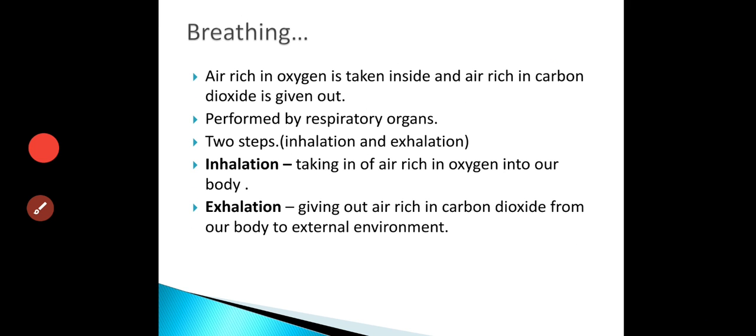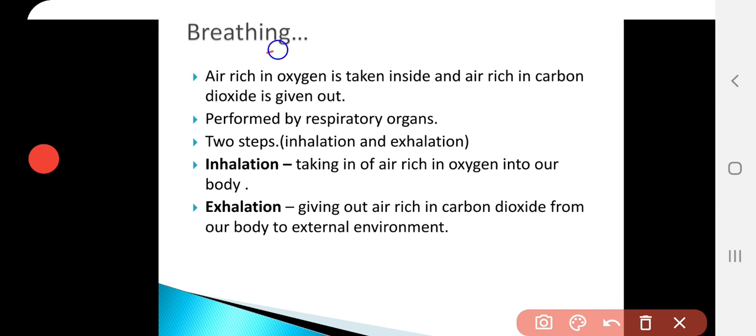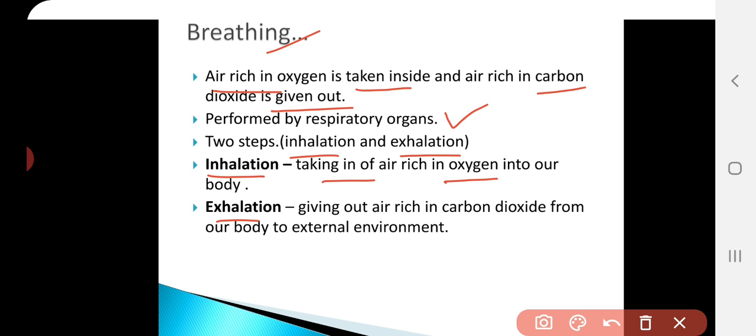Okay. And next, it is breathing. Breathing is the process in which air rich in oxygen is taken inside, and air rich in carbon dioxide is given out. It is performed by the respiratory organs, which are the lungs. Here we have two steps, inhalation and exhalation. Inhalation is taking in the air, that is taking in oxygen, and exhalation is giving out the air which is rich in carbon dioxide, released out of the body to the external environment.